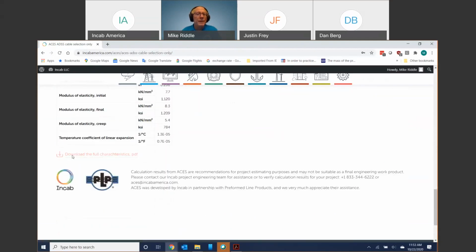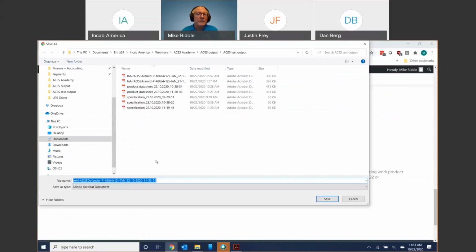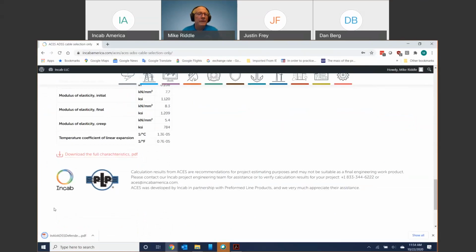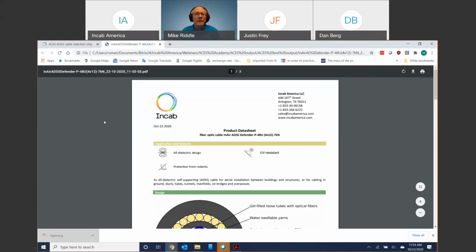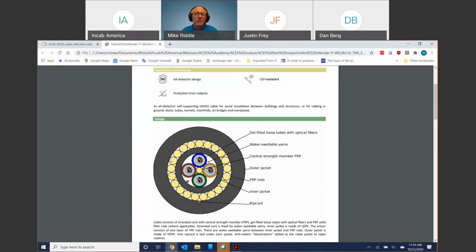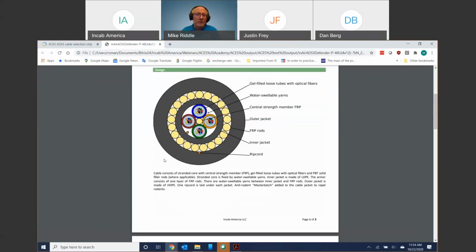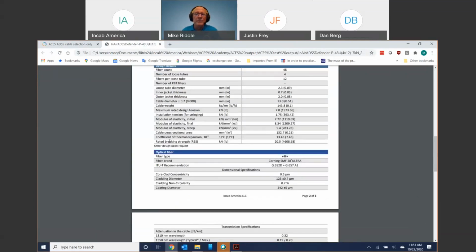Then you download the specs. And incidentally, see that it automatically names the file, and it does so in a way that you can't accidentally overwrite what you might have done before if you're doing kind of what-if analysis. It's an In-Air Defender, which is using the fiberglass reinforced plastic rods for strength, as well as armor construction. And again, all the specifications there.